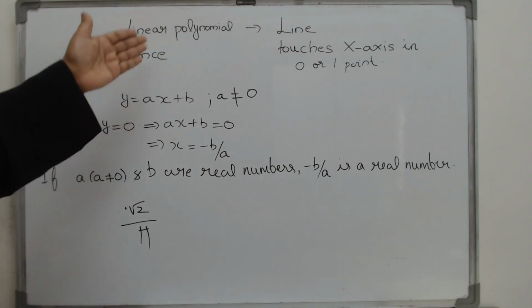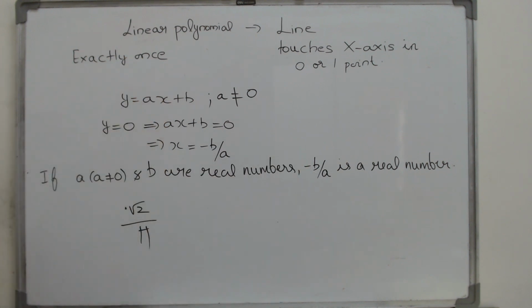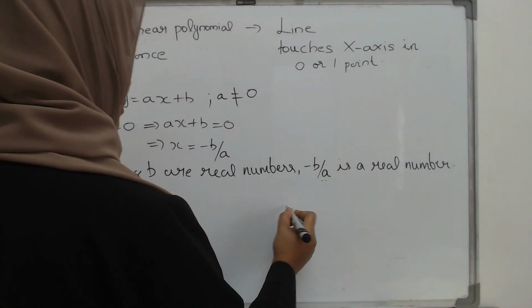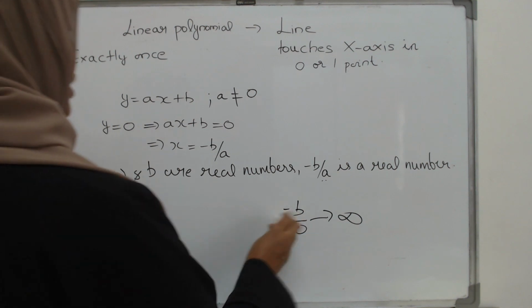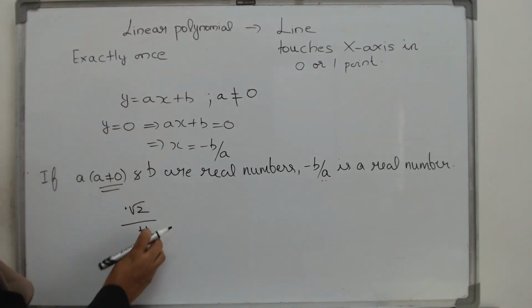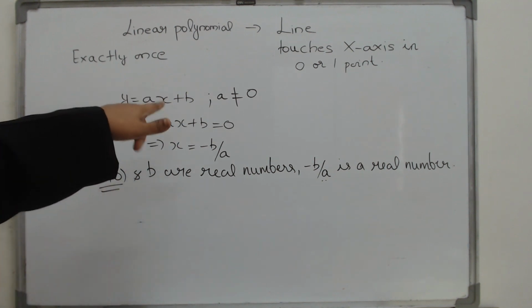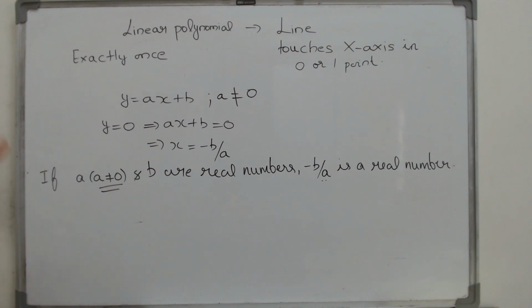So if a and b are real numbers and a is not equal to 0, that is a very important point, because if a is equal to 0, then this whole thing will tend to infinity. So as long as your a is not equal to 0, if a and b are real numbers, then their ratio is also a real number. You cannot say that it does not exist.